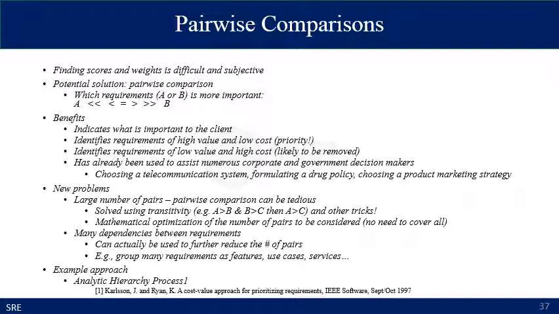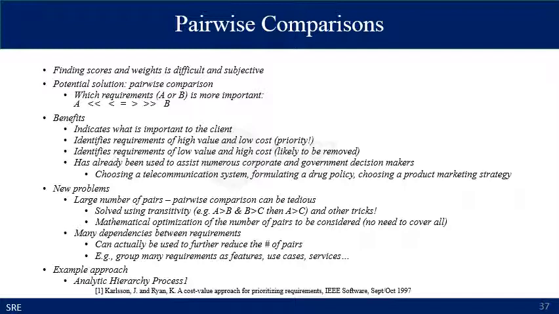It provides certain benefits. For example, it can indicate what is important to the client, identify requirements of high value and low cost as priority, and identify requirements of low value and high cost which are likely to be removed. It has already been used to assess numerous corporate and government decision makers. Therefore, it is a tested technique. Choosing a telecommunication system, formulating a policy, or choosing product marketing strategies are some examples of pairwise comparisons. So it is suitable for a large number of pairs.